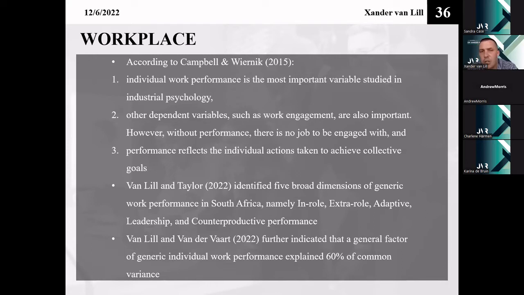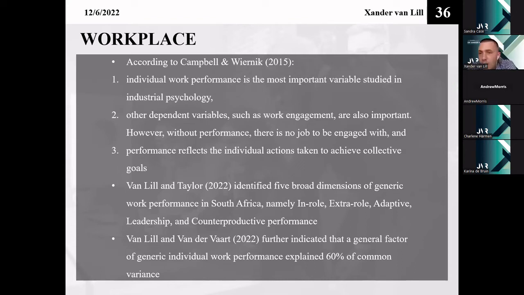But in this case, I'm going to use a variable in the workplace to make my claims. So we know that individual work performance is an important variable studied. Other dependent variables, and here is not a direct quote, but a derivation of that of Campbell and Varick. So work engagement is also important, but if we had no performance, there would be no job to be engaged with. And so performance still remains a very important outcome variable that we have to study.